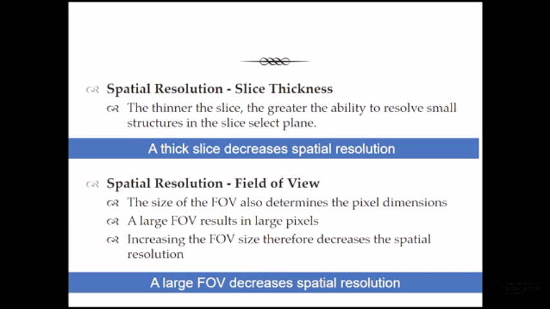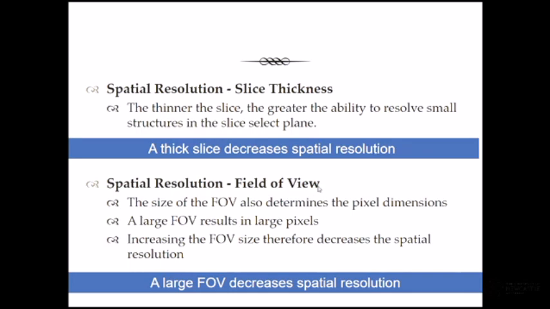Spatial resolution and slice thickness. The thinner the slice, the greater the ability to resolve small structures in the slice select plane. So remember I was saying when we image the 8th cranial nerve, looking for things like acoustic neuromas or cholesteatomas, they're very small structures. Our slice thickness can be as small as 0.3 of a millimetre, because that's the size of the cranial nerve that we're looking at. So a thick slice decreases spatial resolution.